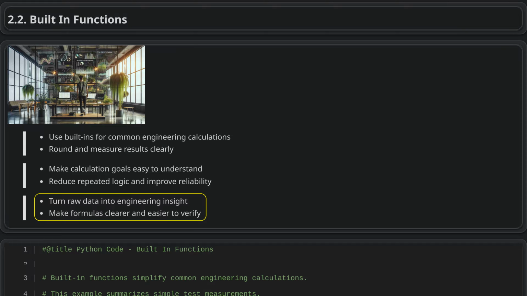Built-in functions help turn raw engineering data into useful information for decision-making. They can summarize sensor or simulation results, such as finding peak vibration values or checking whether parts meet tolerances. Using these functions consistently also keeps complex calculations clearer, easier to verify, and easier to communicate.